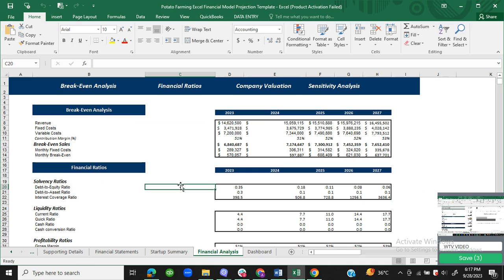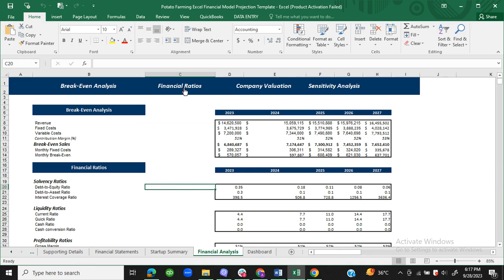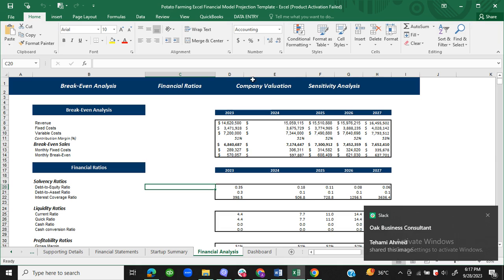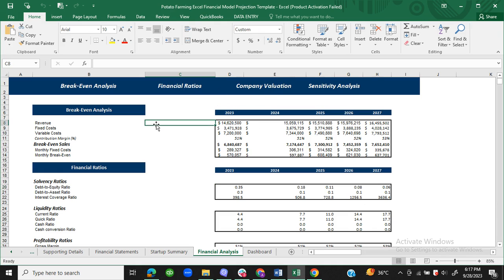In the next sheet, financial analysis, we have added break-even analysis and sensitivity analysis. Also, we have included the major key performance indicators and financial ratios and company valuation, where we have calculated the NPV, IRR, and payback period of the company. We have added both pessimistic and optimistic cases of sensitivity analysis.